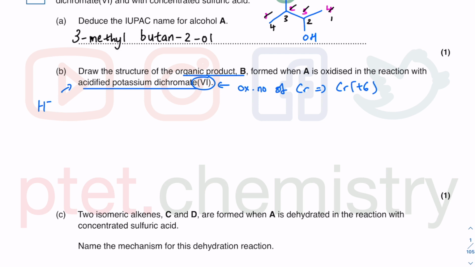So acidified is required as a reactant. Without acid, it's not going to react. H+, K2Cr2O7. If we look at the oxidation number of the whole compound, K2Cr2O7 is a compound with no charge. So overall is 0 oxidation number.